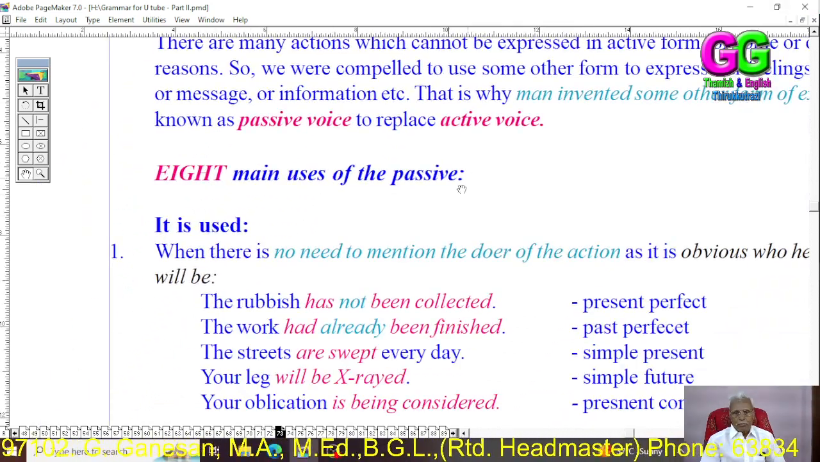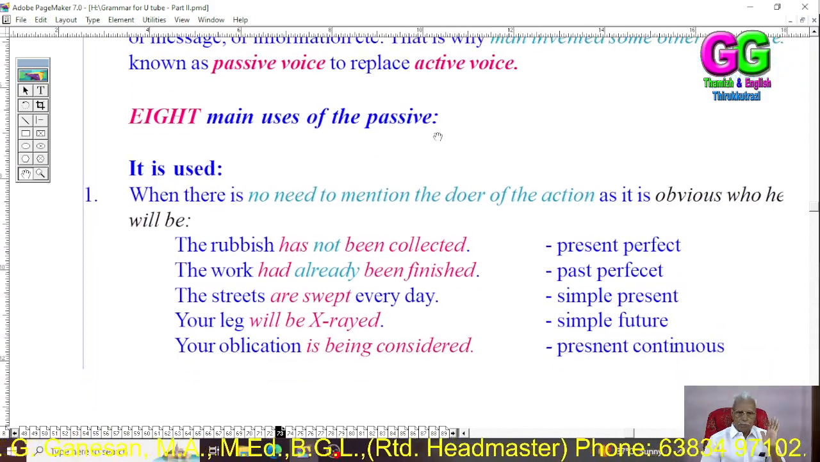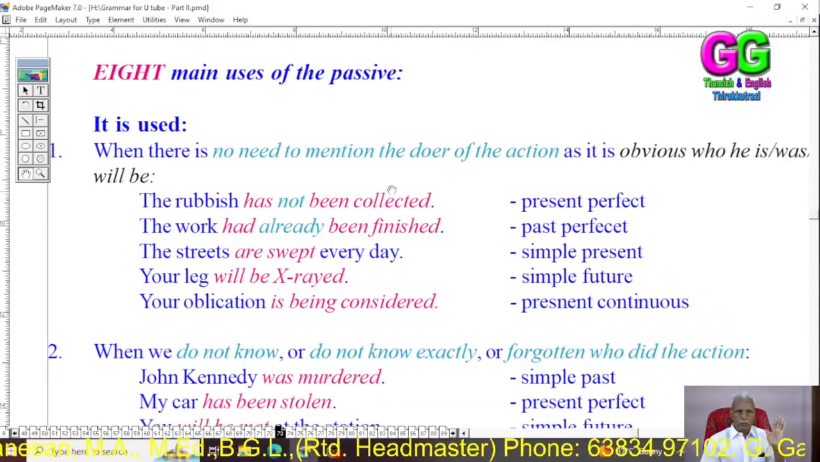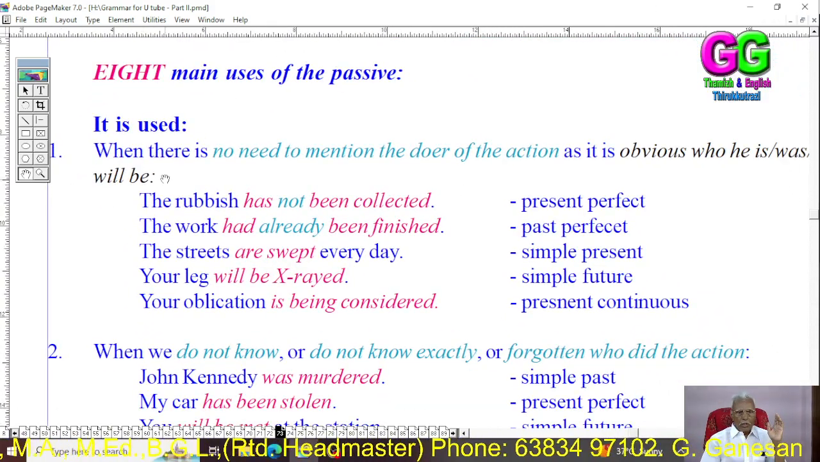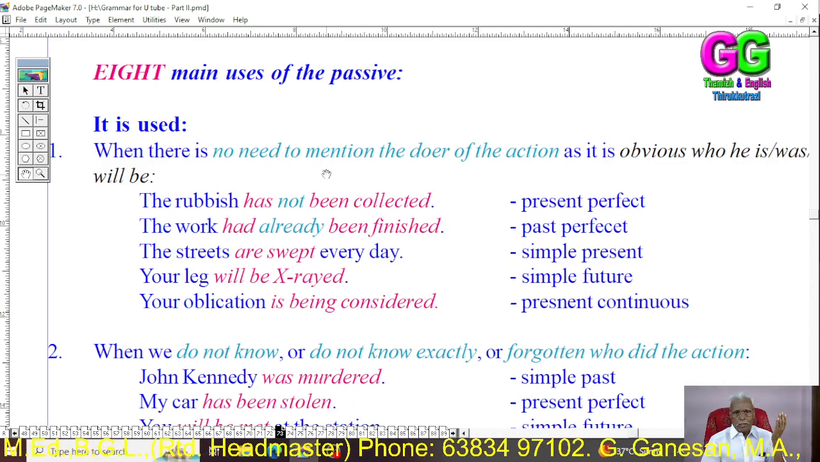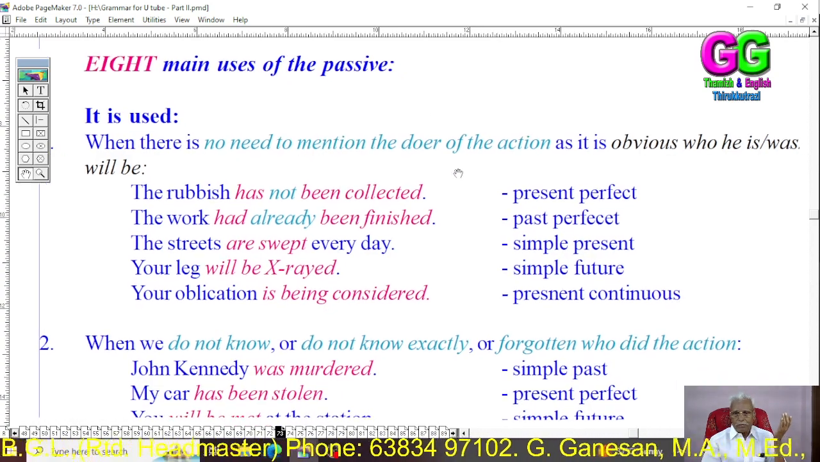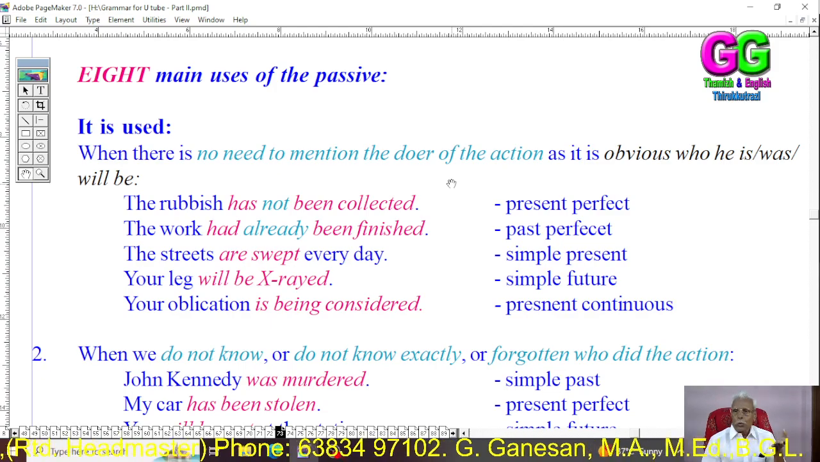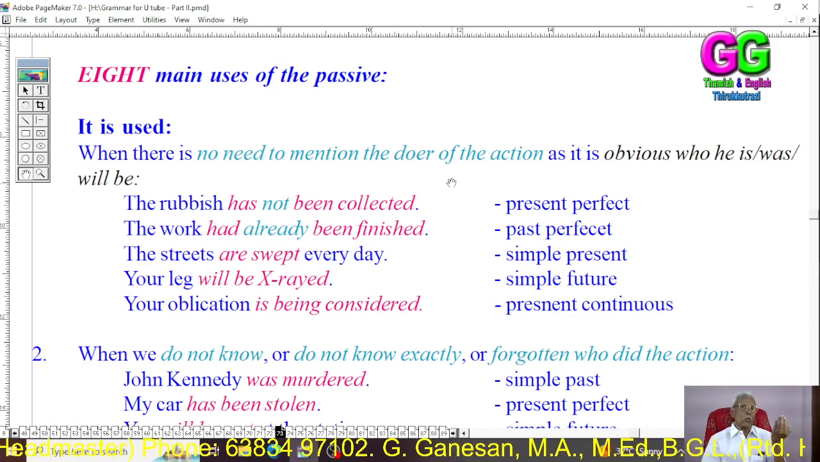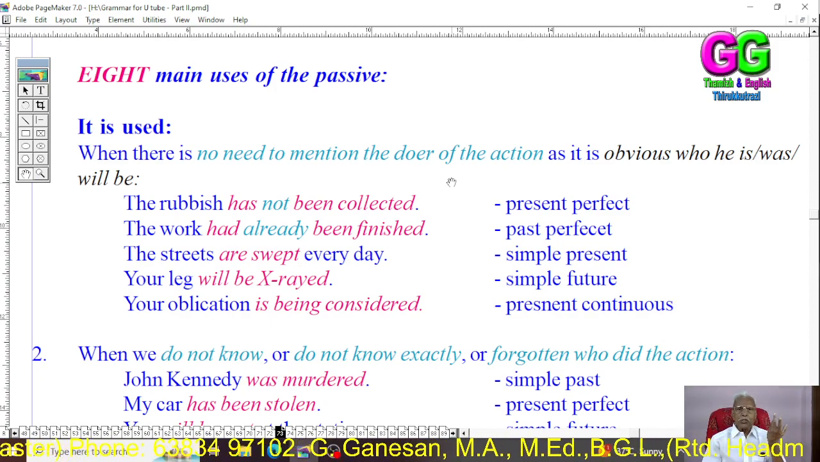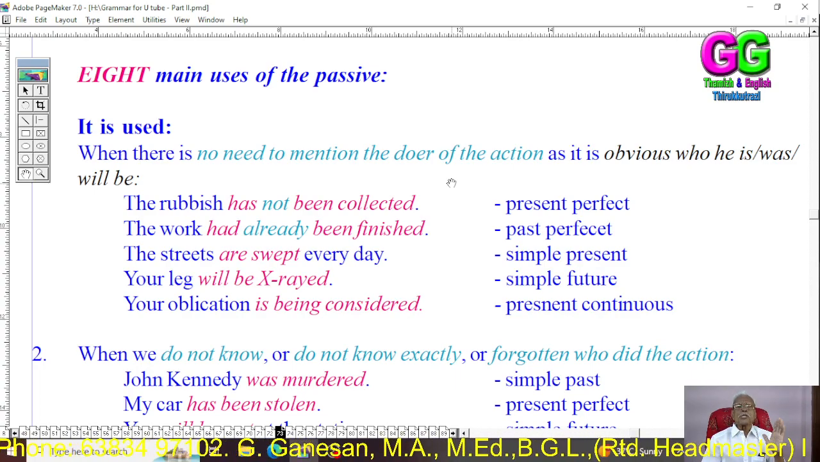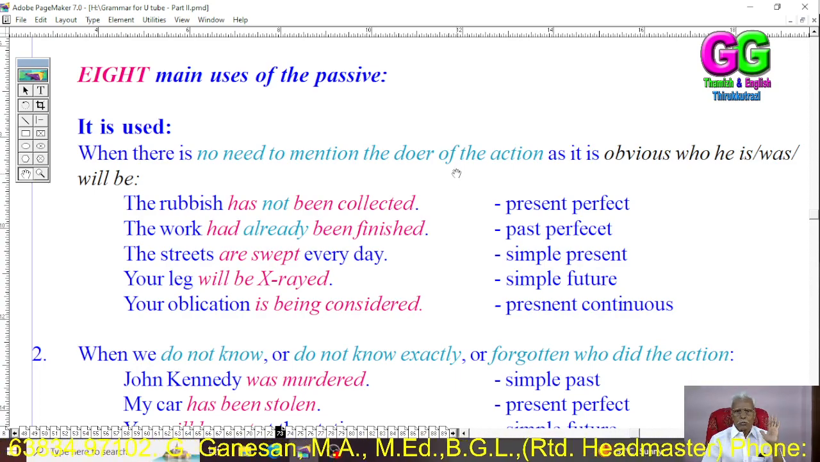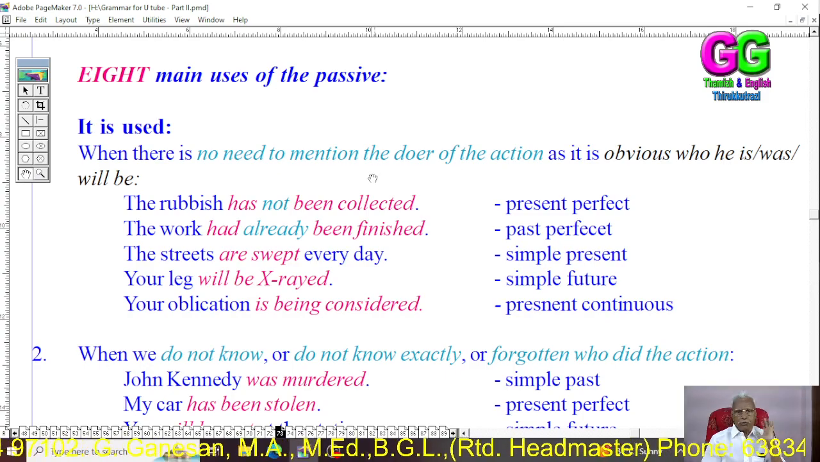Eight main uses of the passive voice, we are going to see. First, it is used when there is no need to mention the doer of the action, as it is obvious who he is or will be. When there is no necessity of telling who is the doer, we could use passive form.